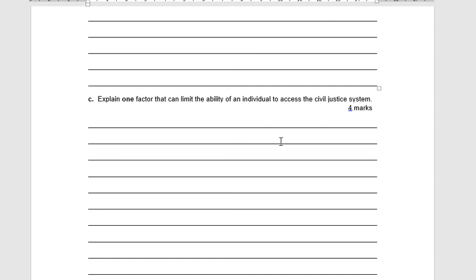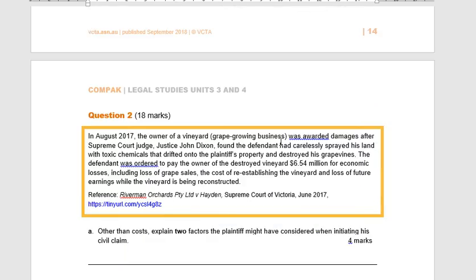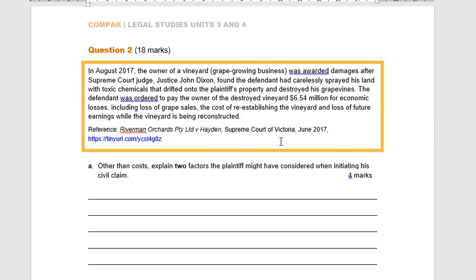I need to link it to the case, the source material, so I can talk about how doing class action lawsuits will save the individual time because they don't have to be at court to undertake the action. That's probably going to be part of my answer.